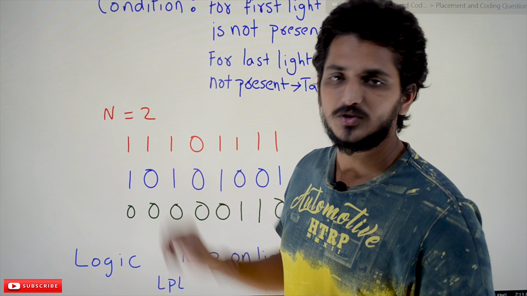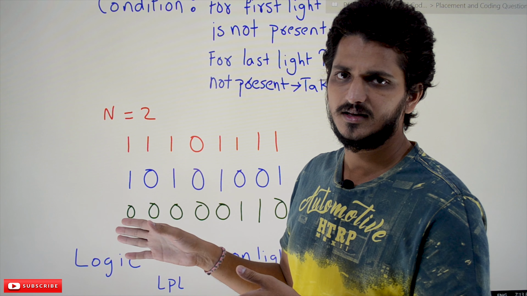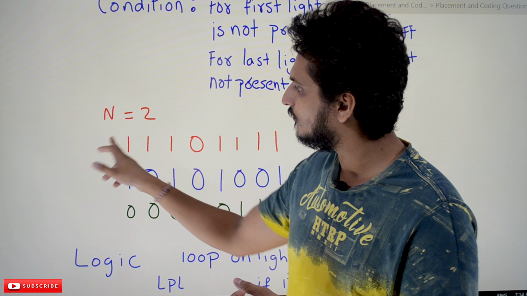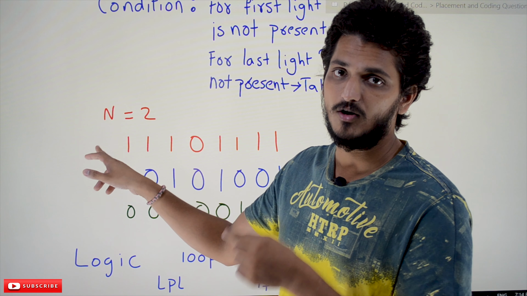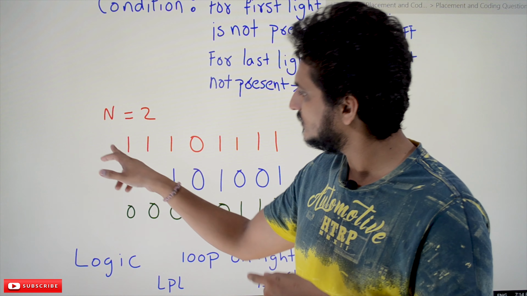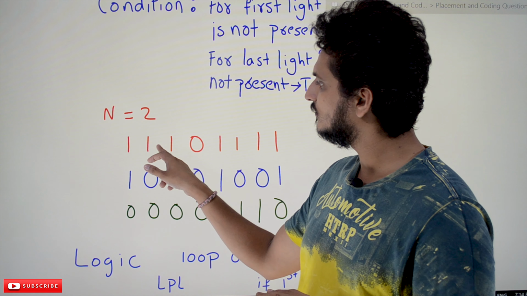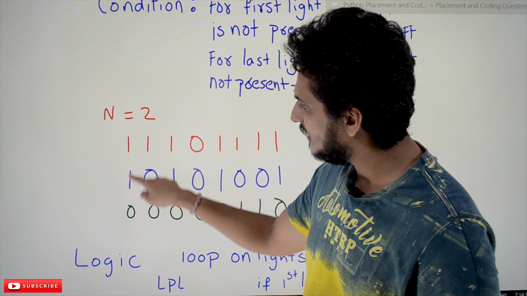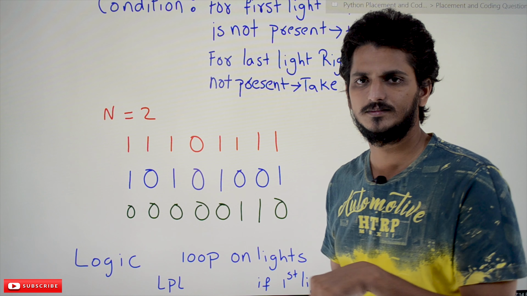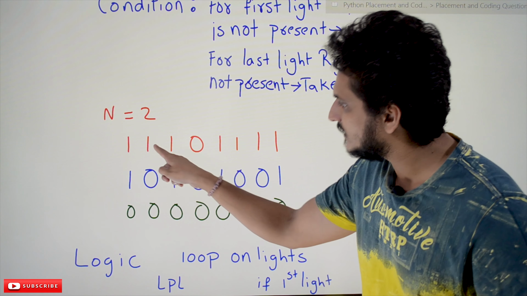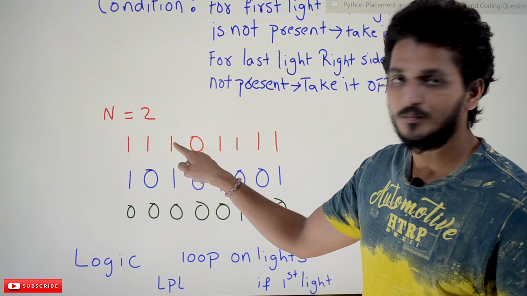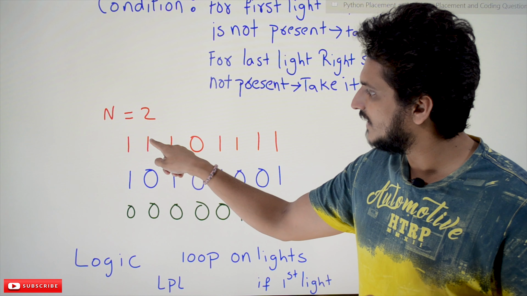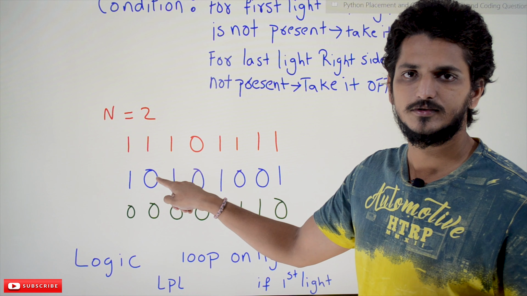What we have to do here is take the first light. The left position light is not there, so by default we consider it as off. The right position light is on. Off and on means next day this light will be on. Take the second light: both are on, the same, so next day this light will be off.